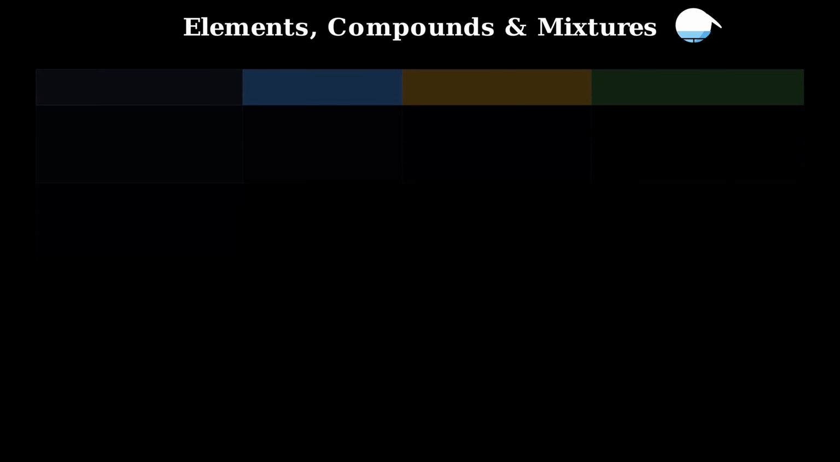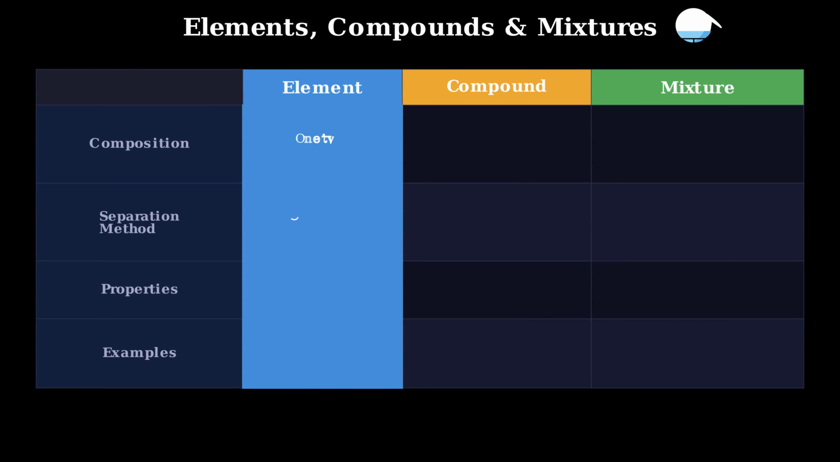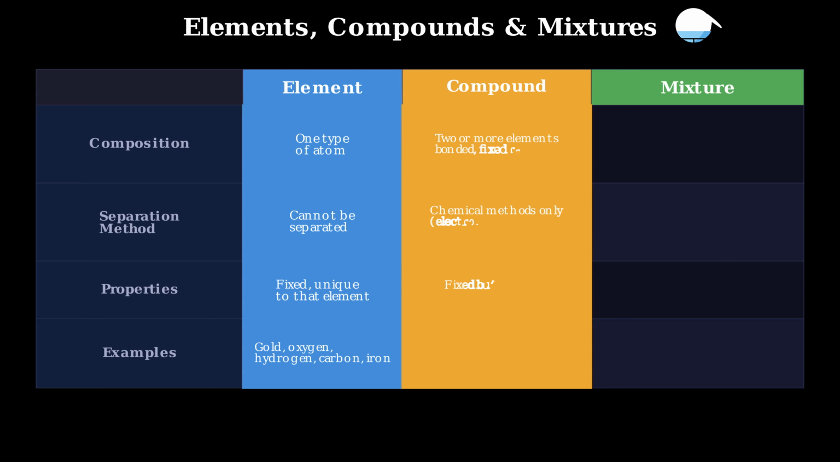Let us summarize the three key categories of matter and how they differ. Elements have a composition of just one type of atom. They cannot be broken down by physical or chemical means. They are the simplest form of matter. Compounds are made of two or more elements chemically combined in a fixed ratio. Their properties differ from their component elements. They can only be separated by chemical methods.